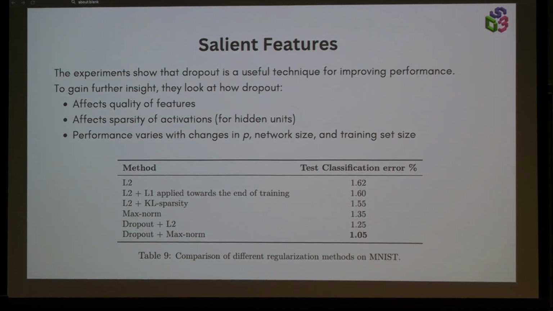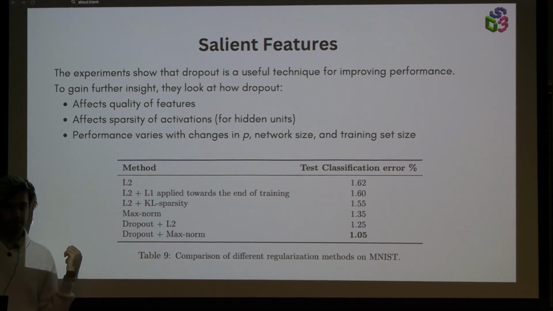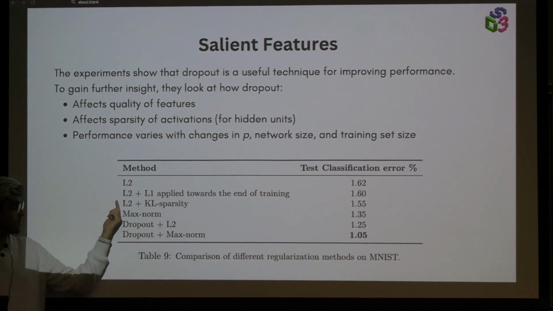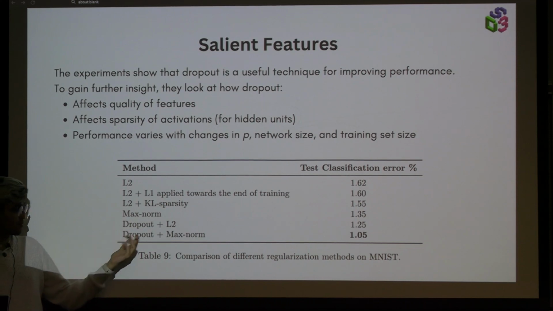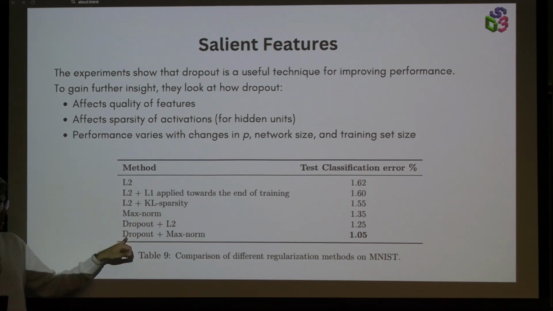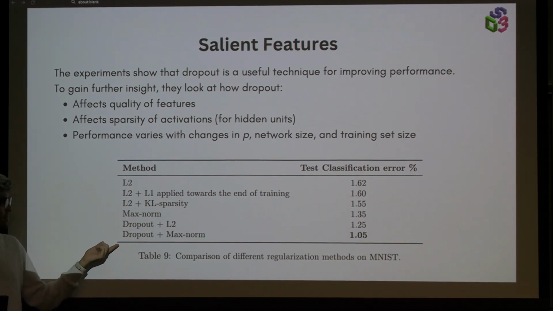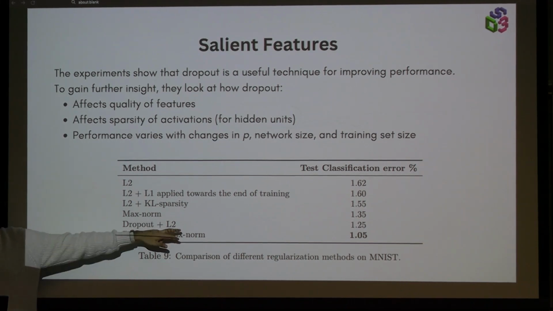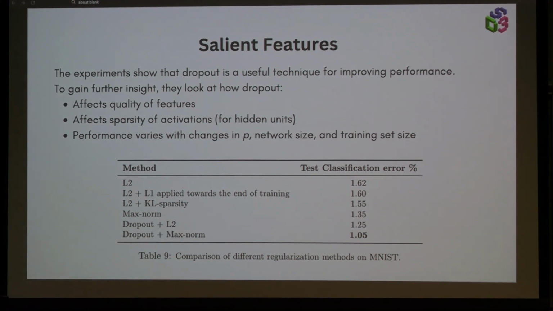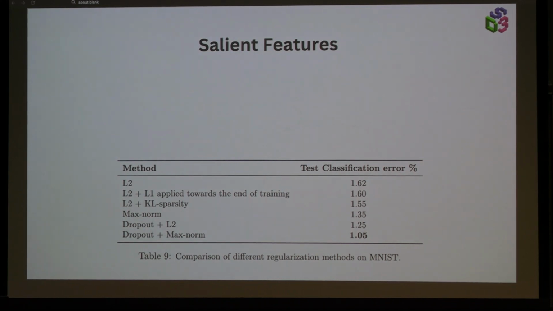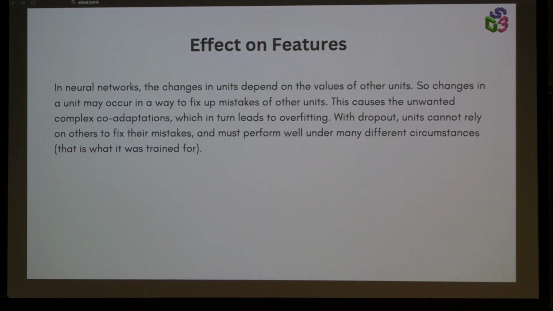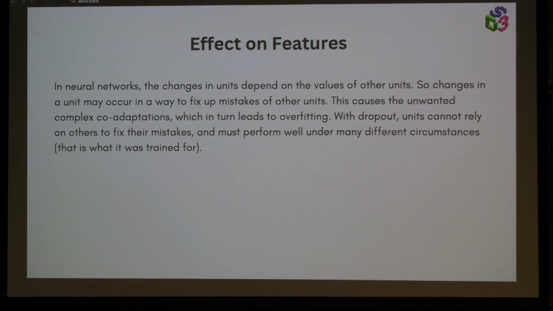Okay, so like I said, they claimed earlier that Dropout works best compared to L2, L1, and max norm and some other ones. And you can see that here, right? Dropout is definitely one of the best regularization techniques. Okay, without further ado, let's go into the effect on features, right?